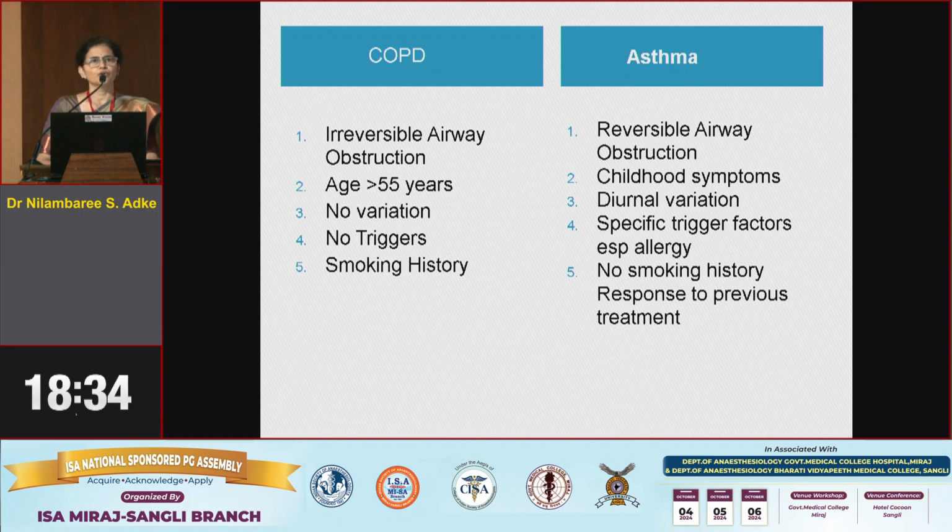Then age of COPD onset is around 55, while asthma starts quite early, maybe in childhood, maybe with allergic causes. Then there is diurnal variation with asthma, and in between the patient is quite normal, which is not so with COPD patients. Then there are no triggers for COPD. It is constantly there, while asthma can be triggered by allergens and various things. The smoking history is there in COPD, which is not so in asthma.